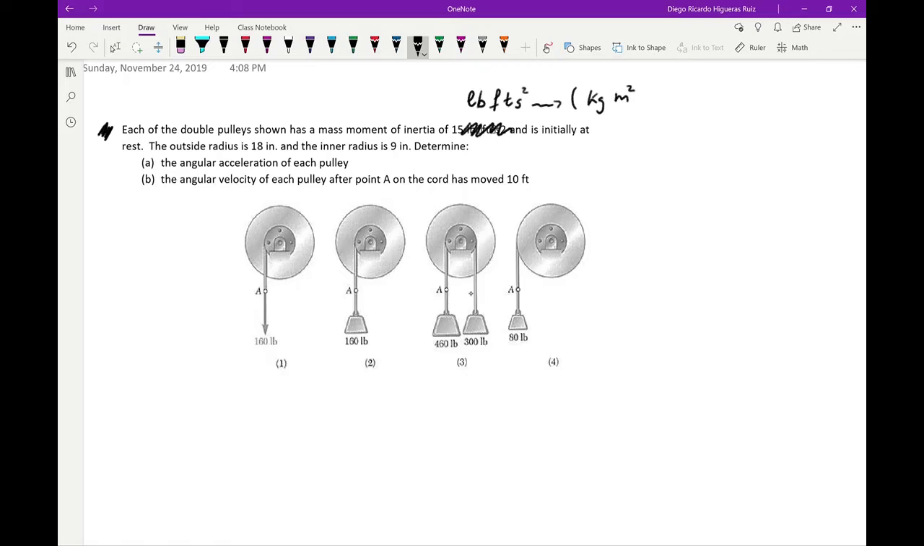I think so. But like I said, if you solve for those units, you make sure pounds force times feet times second squared is the same as mass times meter squared. All right, so these double pulleys are initially at rest. The outside radius is 18 inches and the inner radius is 9 inches, and we need to determine the angular acceleration of each pulley.